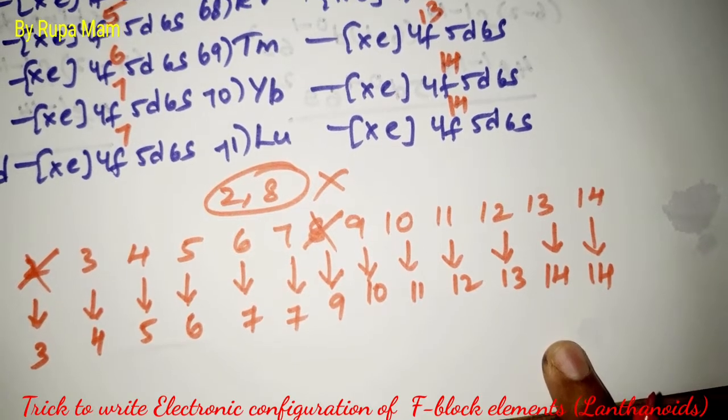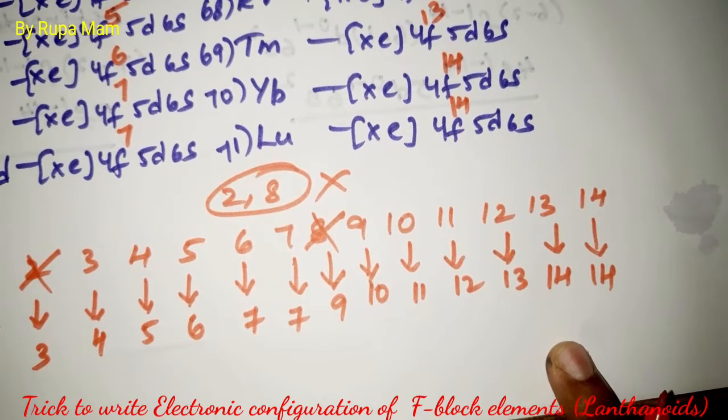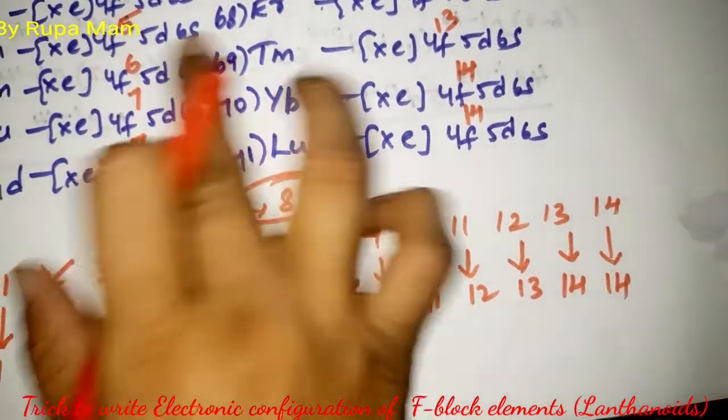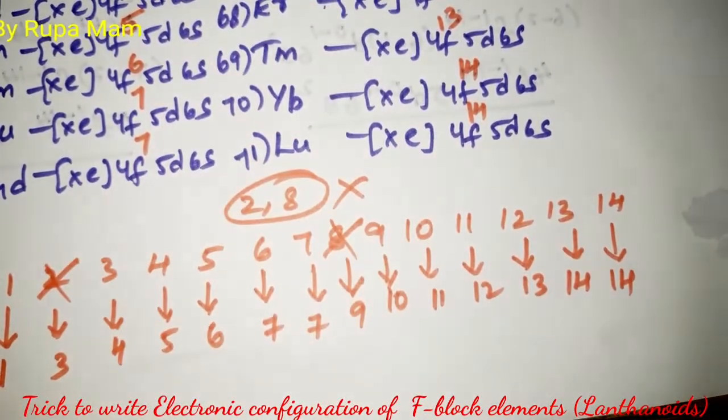Here from cerium onwards the f block starts. That means lanthanum is not an f block element. It belongs to d, so there are no electrons in f. From cerium onwards these are lanthanoids. So fill from cerium of the f series.